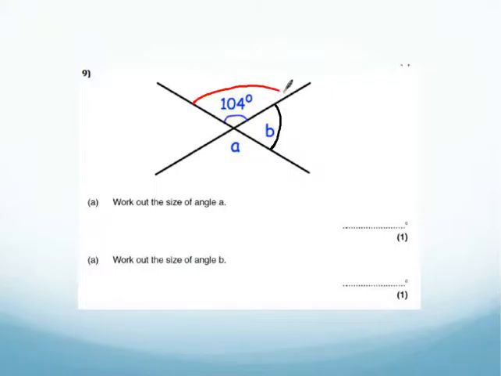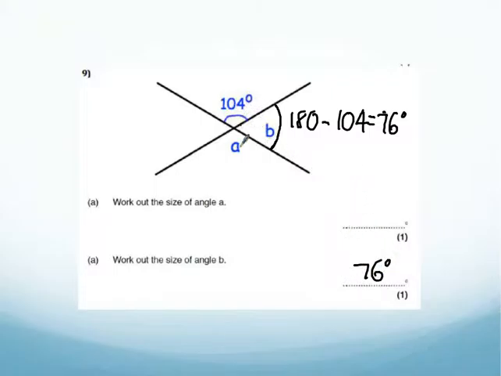This angle here, all the way around here, adds up to 180 degrees. So I don't need to use the angles around a point because I know that actually on this straight line they add up to 180 degrees. And so all I have to do is say 180 minus 104 equals 76 degrees. So I know B is 76 degrees.